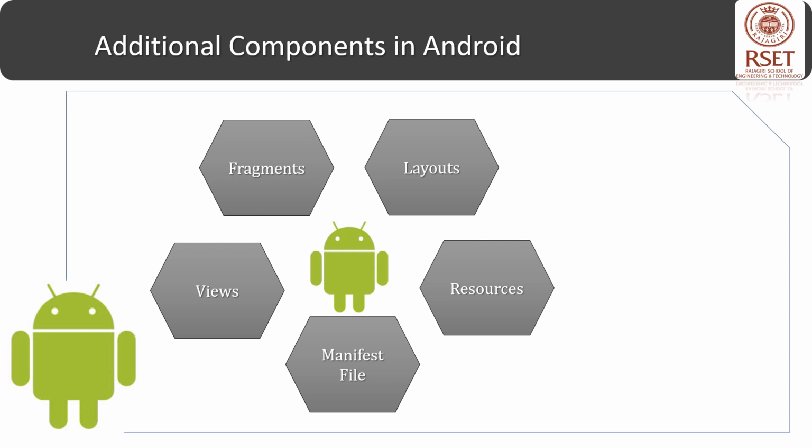Then we have the manifest file. The manifest file is always called AndroidManifest.xml in all applications. It's a configuration file for the application which contains information about activities, intents, content providers, services, broadcast receivers, and permissions of an application.